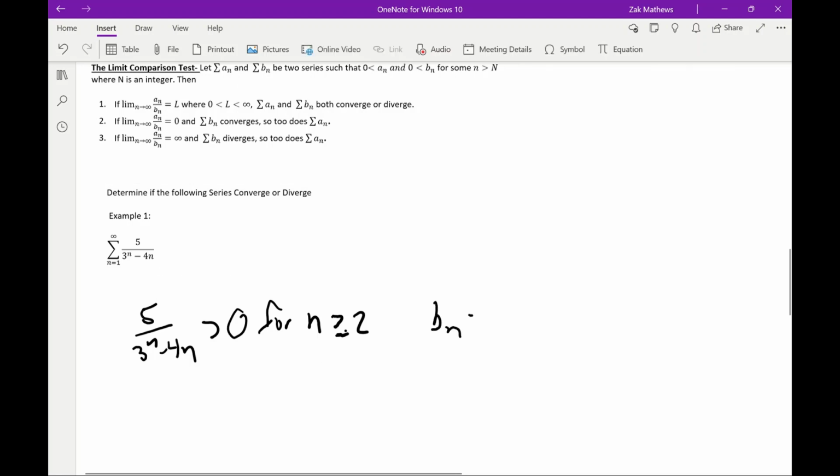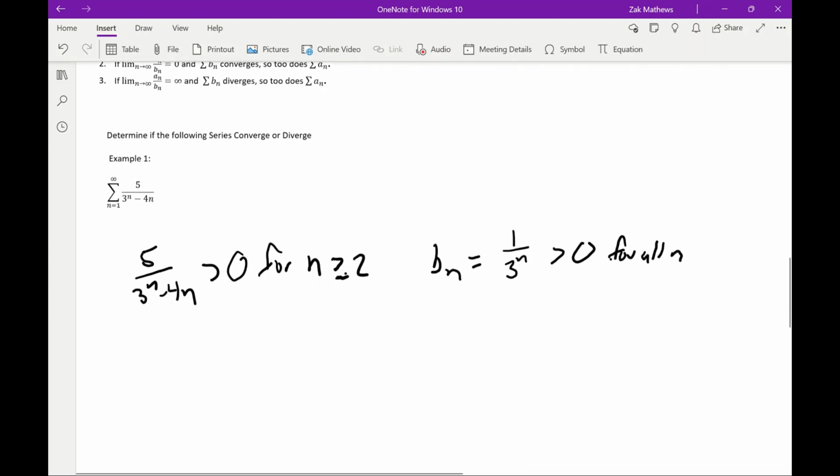I'm going to set my bn to be equal to 1 over 3 to the n. You could say, well, couldn't it be 5 over 3 to the n? Sure, but I don't really need it to be. So that's obviously going to be greater than 0 for all n. So now let's take the limit as n goes to infinity of the an, 5 over 3 to the n minus 4 times n, over 1 over 3 to the n.